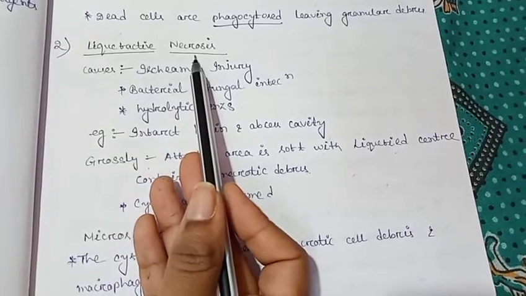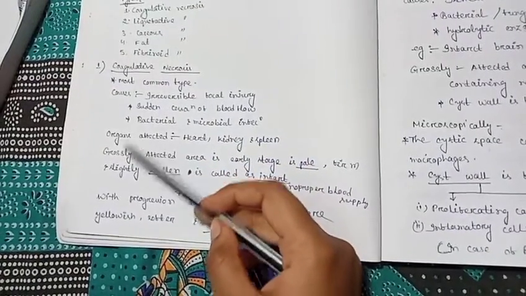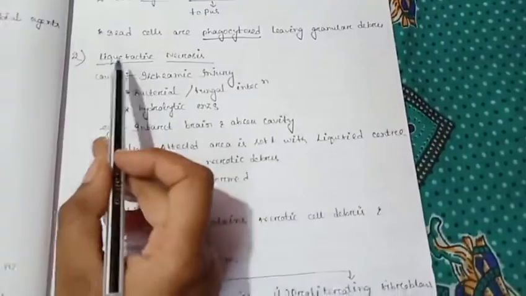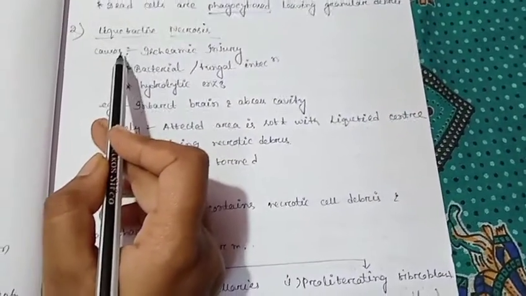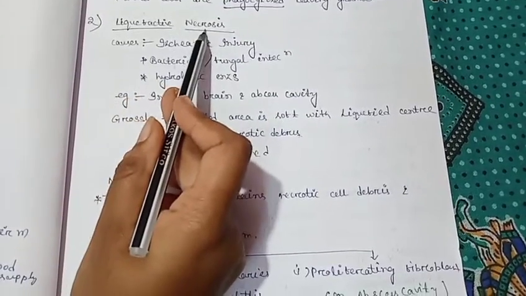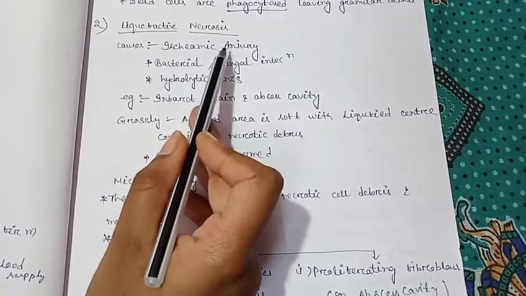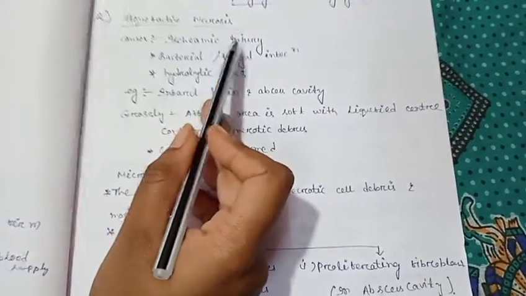Next is liquefactive necrosis. Just as we discussed in coagulative necrosis the causes, organs affected, gross view, and microscopical view, in the same manner we discuss first the causes of liquefactive necrosis. How does liquefactive necrosis occur? Due to ischemic injury. What is ischemic injury? When hypoxia occurs, there will be ischemic injury.